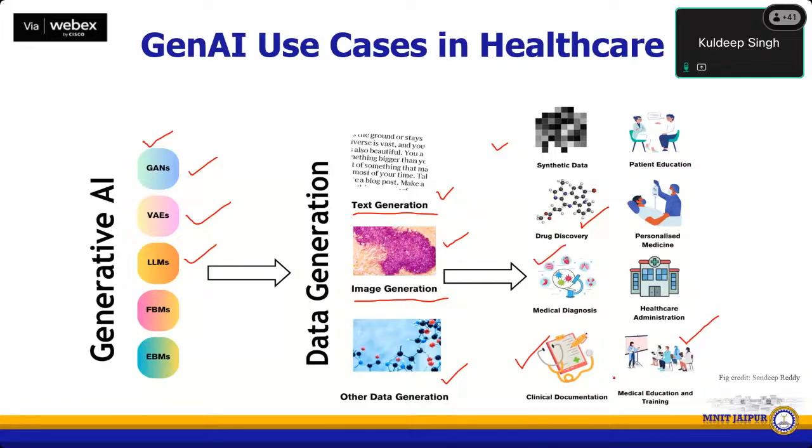Suppose a patient has diabetes, and then the generative AI models can generate a booklet about how to manage the blood sugar level, what to do when the sugar level is low, what to do when the sugar level is high. The booklet can contain the diet chart, the exercise or medication schedule. So all these can be generated with the help of these models.